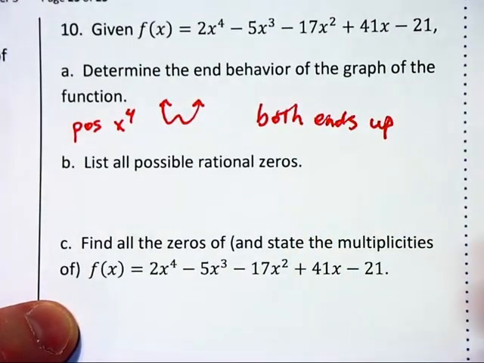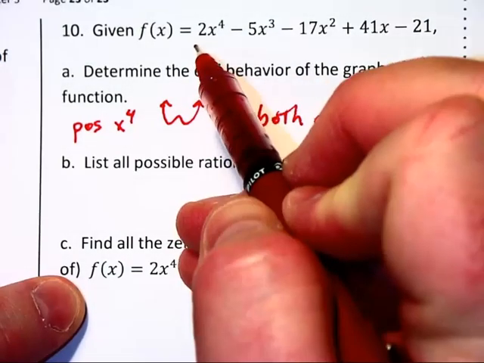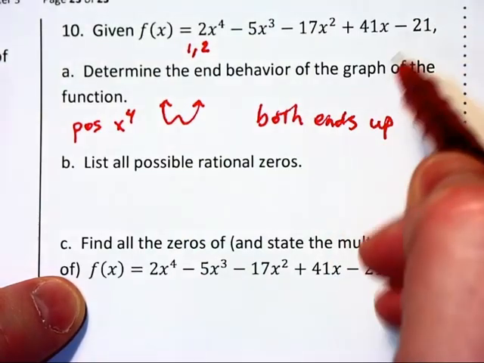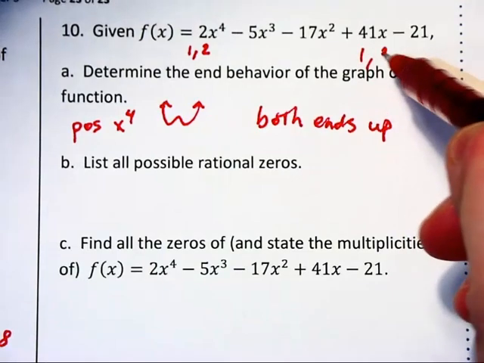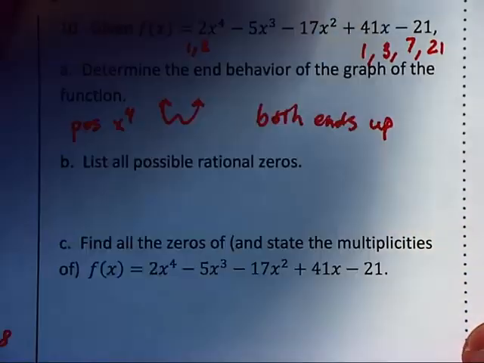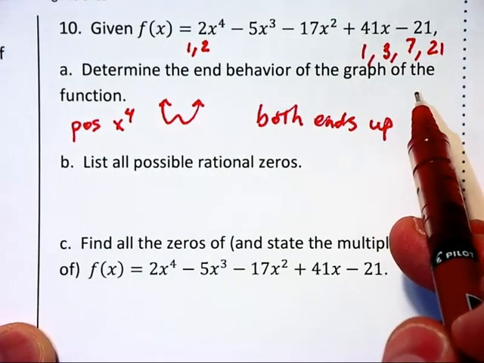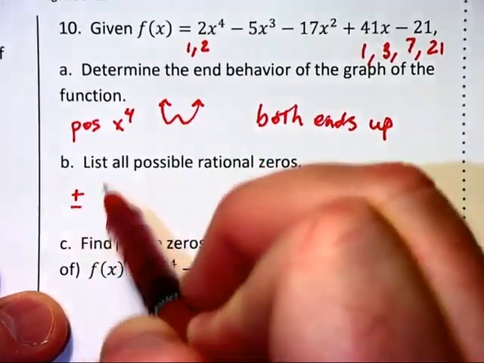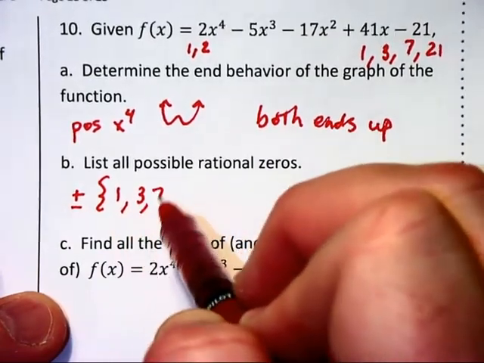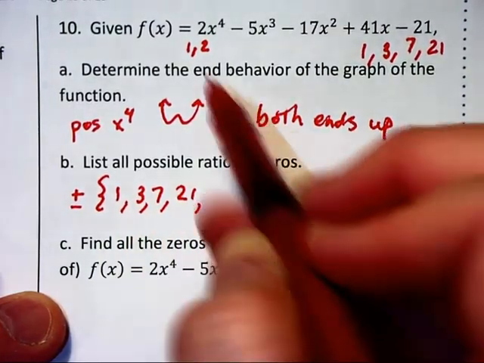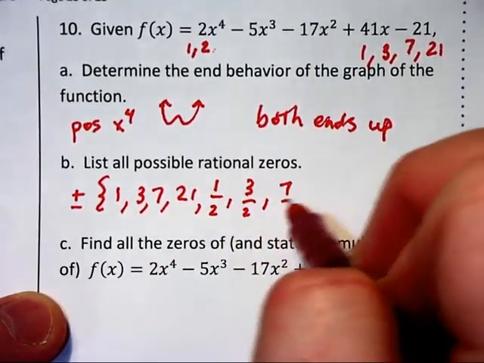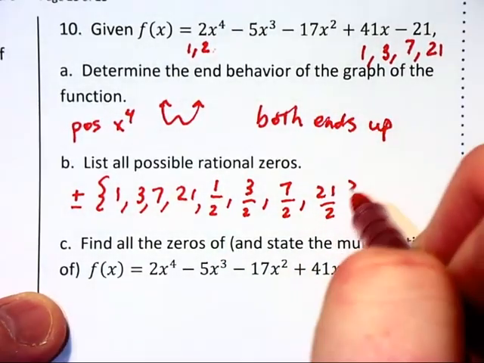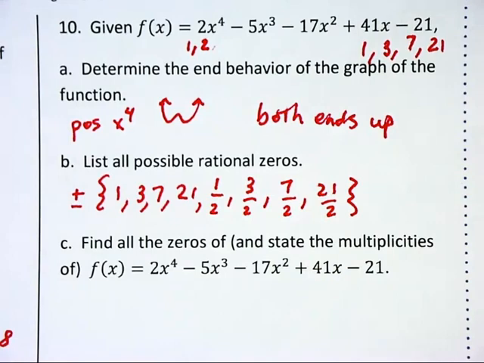List all the possible rational zeros. That means we've got to look at the factors of the 2 out front, which are 1 and 2, and the factors of that 21, which are 1, 3, 7, and 21. Okay, so let's put each of these over 1 first. So that gives us plus or minus the set 1, 3, 7, or 21. Then each of those needs to be put over 2, which gives us 1 half, 3 halves, 7 halves, or 21 halves. So that is a set of 16 different possible numbers there that could be our zeros.